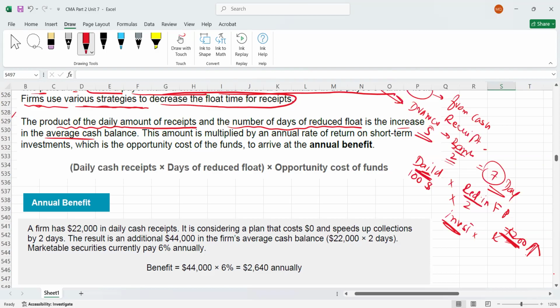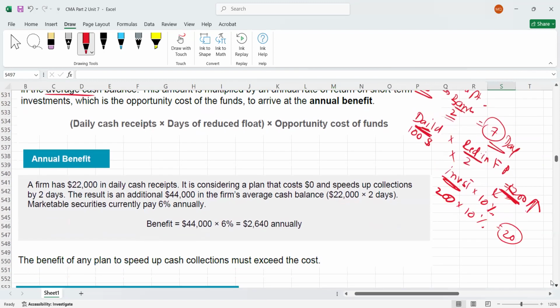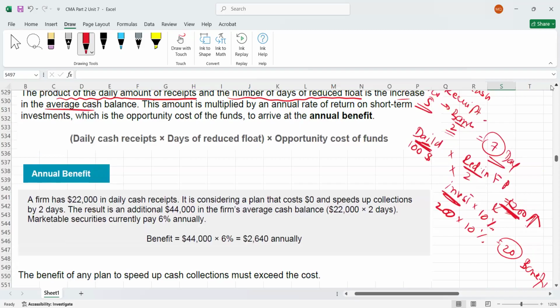That return could be given with the name of opportunity cost, or rate of return, whatever. It is given, for example, as 10%. So let's assume $200 times 10%. This 10% is a per annum rate. So it means at least $20 you can earn as a return due to this reduction in the float period, and this is going to be your benefit. So this is what they're trying to say in this sentence.